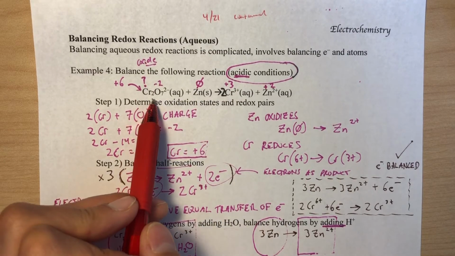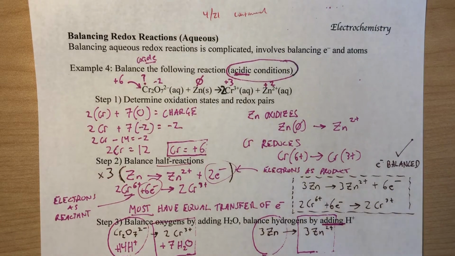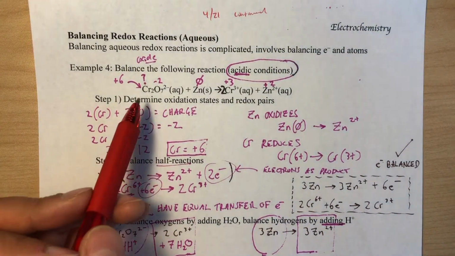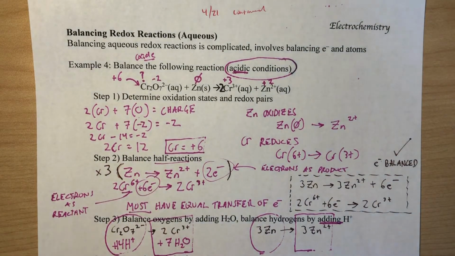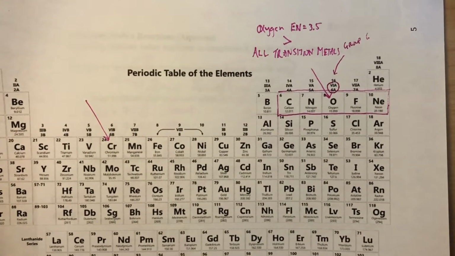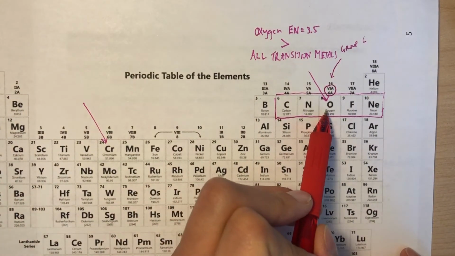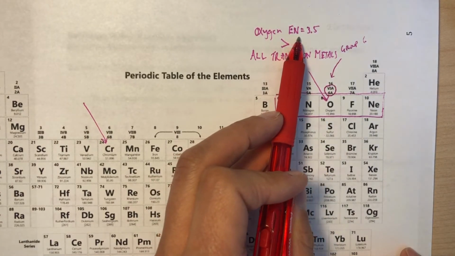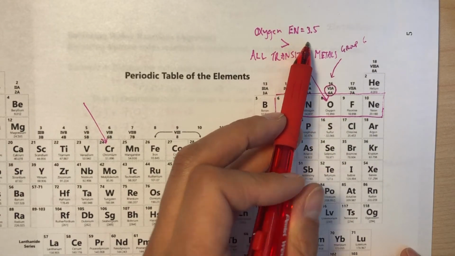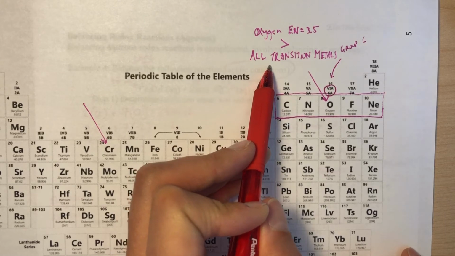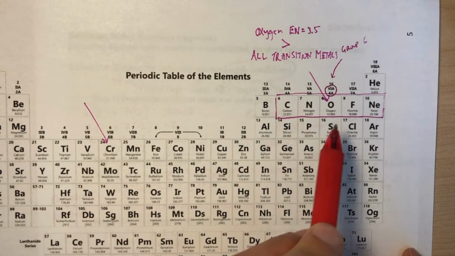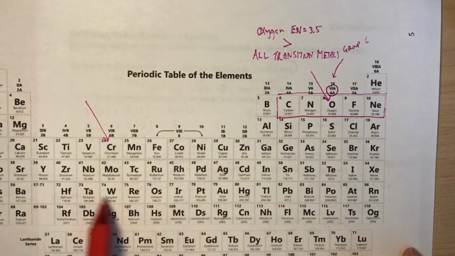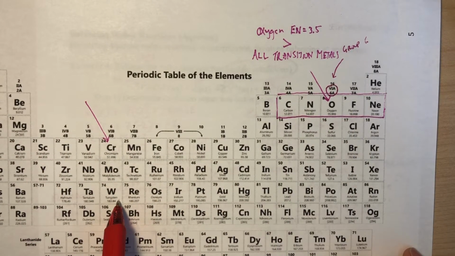Now, let's look at chromate. So when we look at chromate, all we really have are a couple of chromium atoms aligned with a couple of oxygen atoms. What's important here is that oxygen has an electronegativity of 3.5. That's actually pretty high. It is greater than all of the transition metals, and that includes chromium, which is located here.